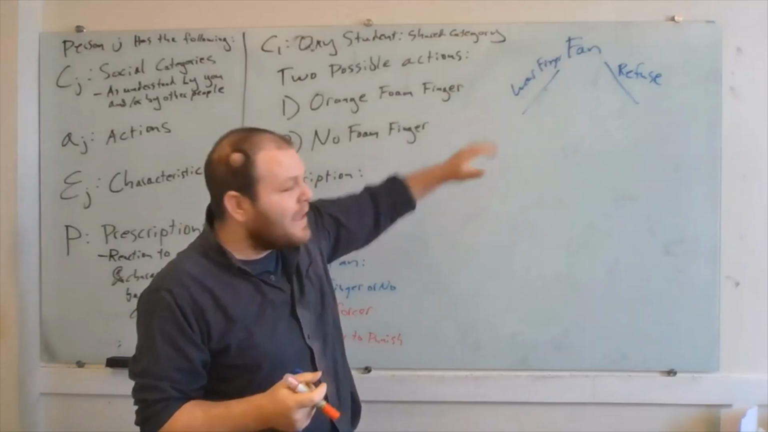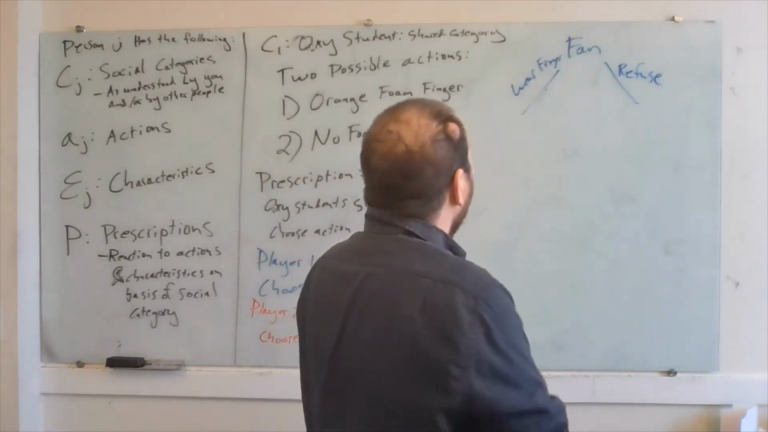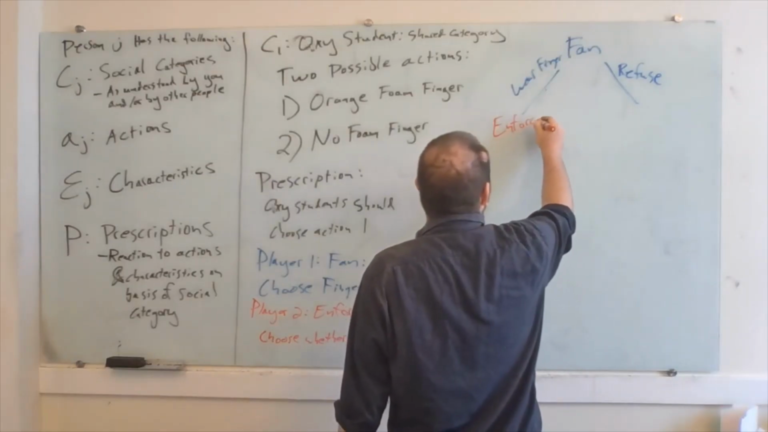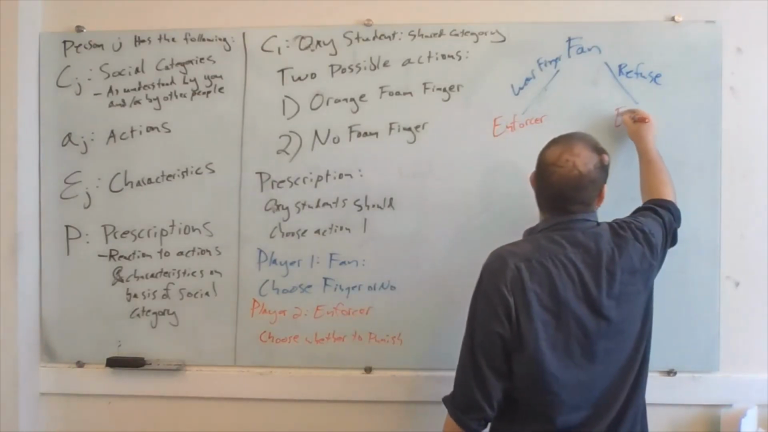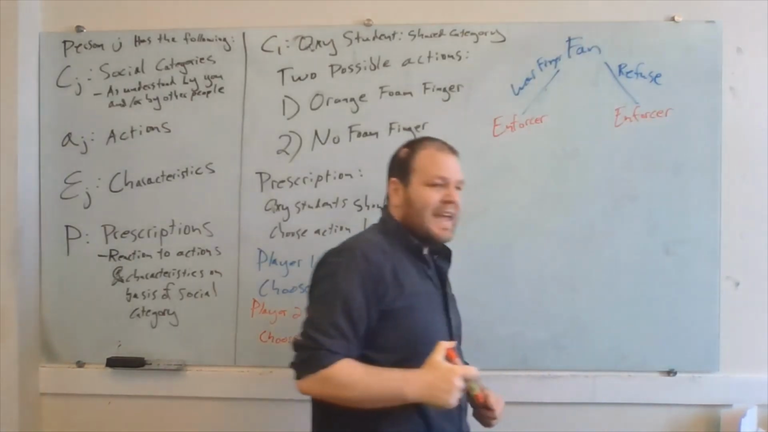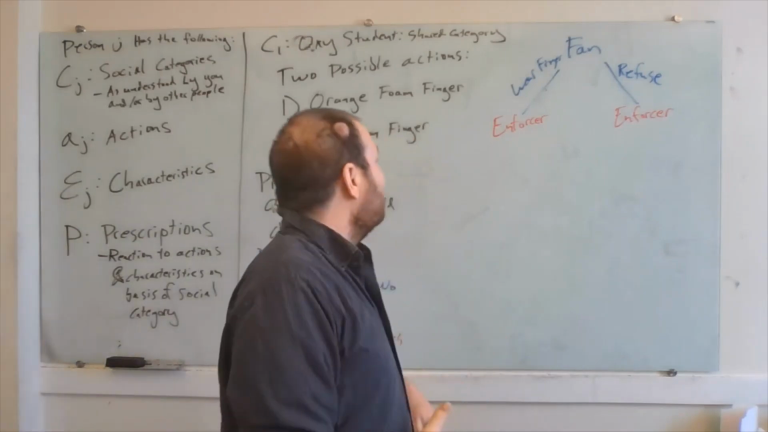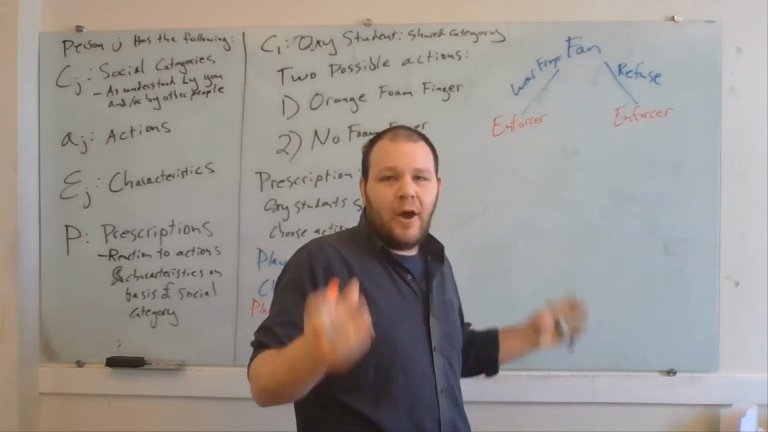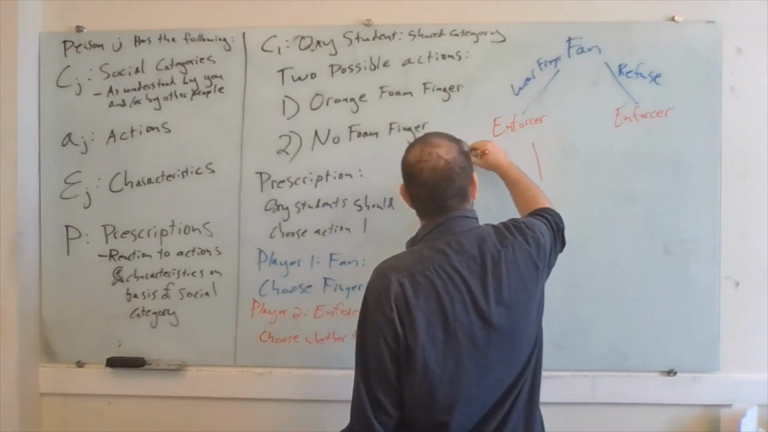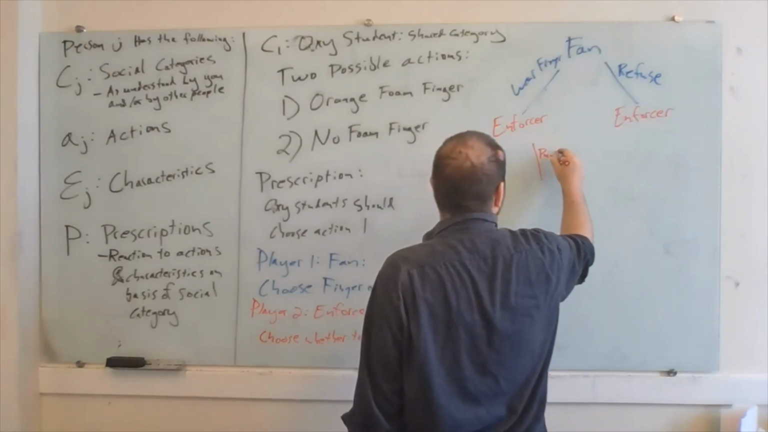Now, once the fan makes this decision, the enforcer has a decision as well. So they're going to decide, are they going to yell at this person, demand that they show fealty to Oxy, make a big scene, or are they going to let it go? So not punish or punish.